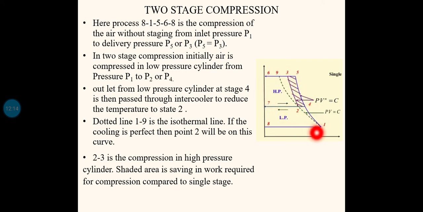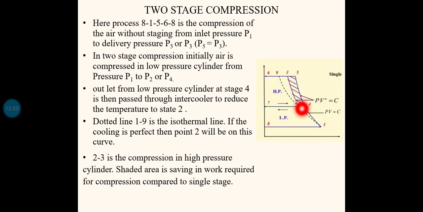If it is done in 2 stages, then the area reduces to 1, 4, 2, 3, 6, 8, 1. You can see this much area is excluded from the total area. So that means this much work is reduced when we go for multi-stage compression. The pressure ratio is the same. We are compressing from P1 to P5 or P1 to P3, but the work requirement for the compression will be reduced by doing the compression in multiple stages. So we can directly say that work is saved by doing multi-stage compression. That is one advantage of multi-stage compression.